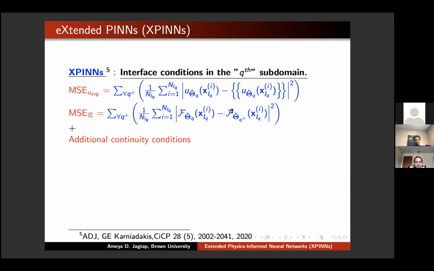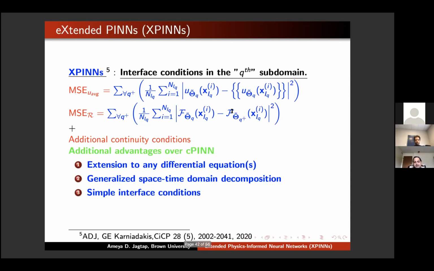So XPINN has all the advantages of CPINN, which we discussed earlier: parallelization capacity, representation capacity, efficient hyperparameter adjustment, and also the reduction in error. Additionally, its advantage over CPINN is that it can extend to any differential equation, and not just conservation laws. We can decompose in time also, so it's a space-time domain decomposition. And the final advantage is that interface conditions are simple in terms of implementation.